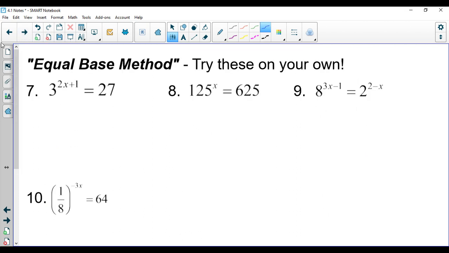So you should try these on your own to see what you end up with. And as you go through this, you would have to get 3 to the third, 27, you raise 3 to the third. Your bases can cancel. 2x plus 1 equals 3. We'll subtract 1. 2x equals 2. And when we divide by 2, we're going to get x equals 1.